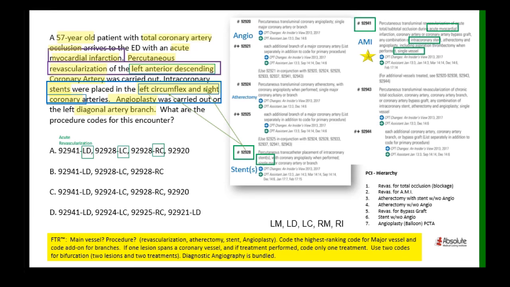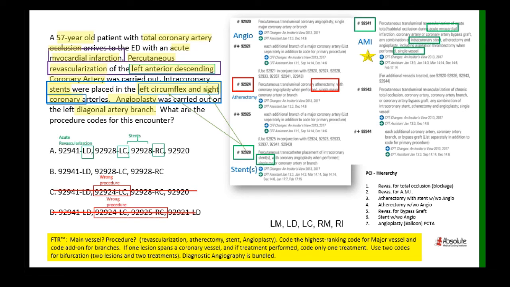Now let's look below at C. It's coding for 92924. And it's wrong because if you go to 92924, it's coding for an atherectomy. And we know an atherectomy was not carried out. So we're going to just go ahead and eliminate C and D. So we've got two options, A and B. And the difference between the two is the last code, 92920.